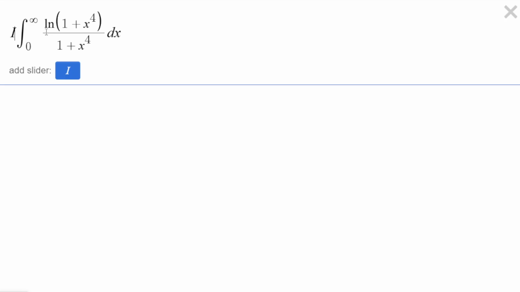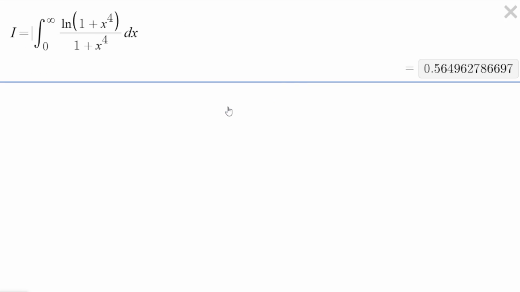Today we'll be taking a look at this integral. It looks similar to one I've done before, in which I evaluated the same integral, except the denominator of the integrand was 1 plus x squared. Introducing 1 plus x to the fourth instead makes it quite a bit more difficult, but we're still going to be solving it with classic Feynman integration. So let's go ahead and get started.